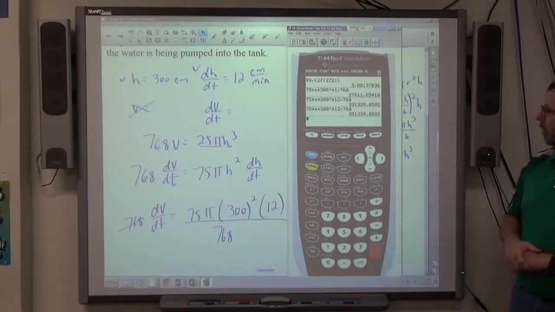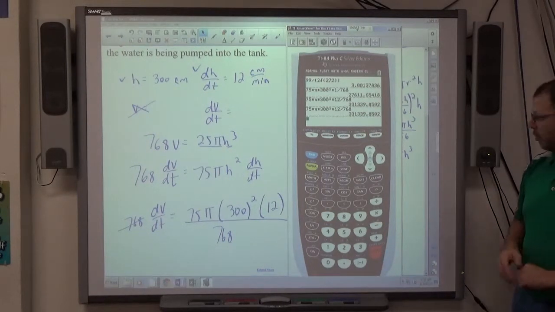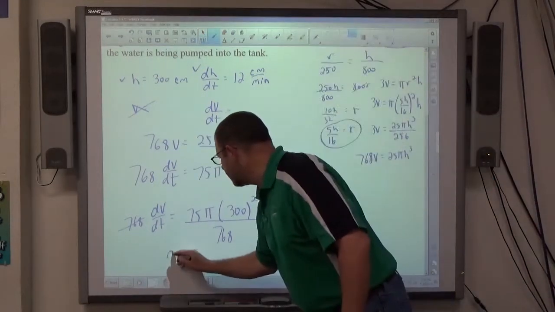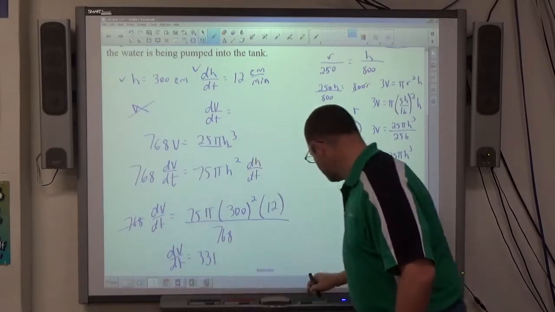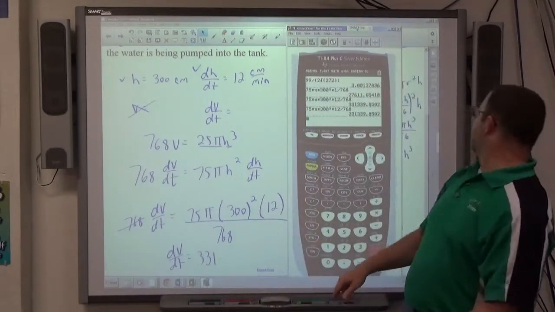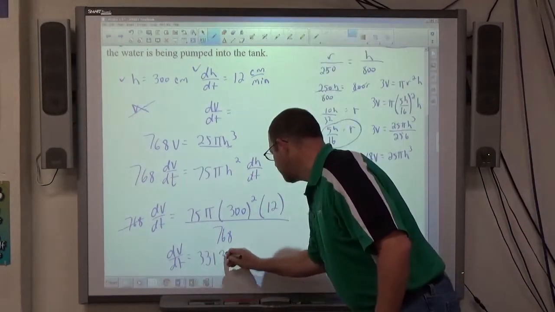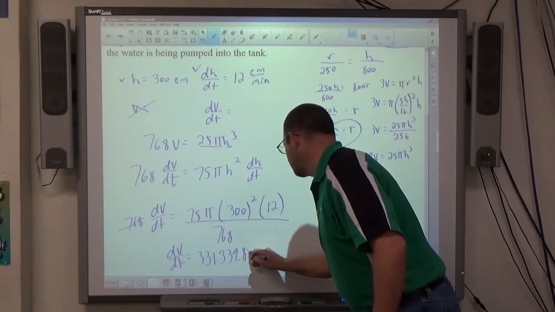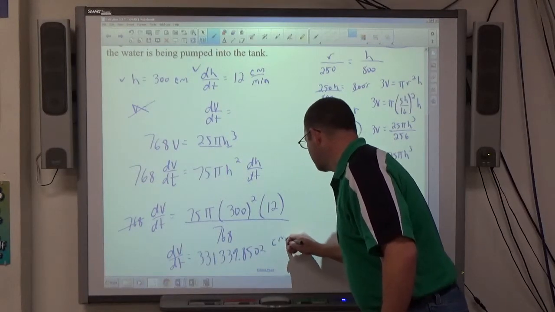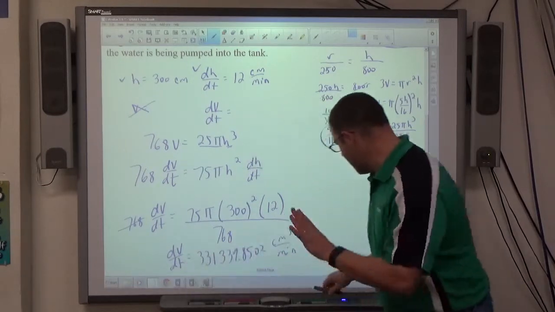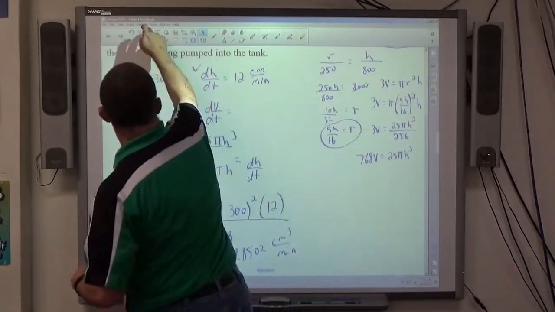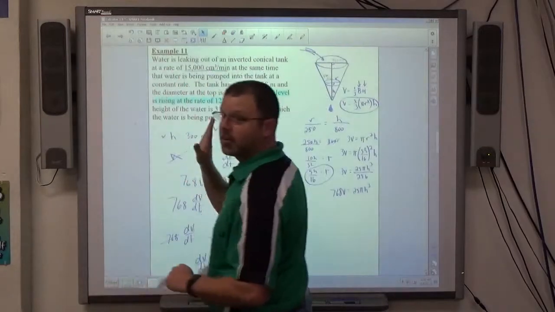All right, so 331,339.8502. So dv over dt equals 331,339.8502 centimeters cubed per minute. All right. Now, this is not the answer. Almost the answer. All right.